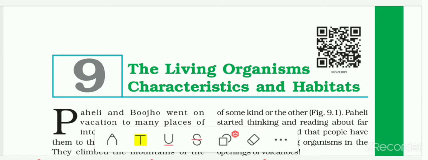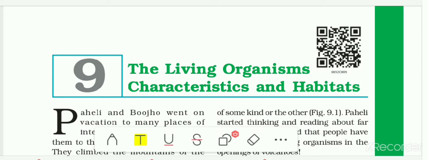And the habitats are categorized into two different types, that is terrestrial habitat and aquatic habitat. The plants and animals that live on land are said to live in terrestrial habitats. Some examples of terrestrial habitats are forests, grasslands, deserts, coastal and mountain regions. Then we had seen aquatic habitats. The habitats of plants and animals that live in water are called aquatic habitats, like ponds, lakes, rivers and oceans.